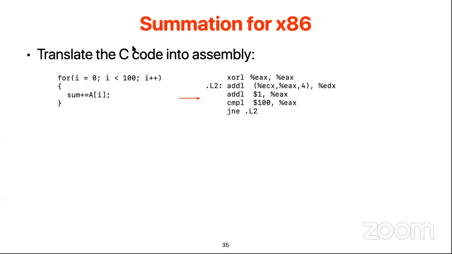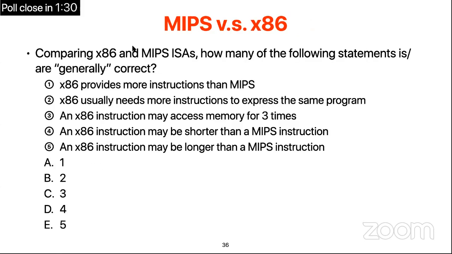And if you want the summation code translated from C to x86 assembly, here is the equivalent translation. As you can see, this has fewer static instructions inside. Now, the last question I want to ask you about the x86 instruction set architecture: read these five statements and tell me how many of them are generally correct.